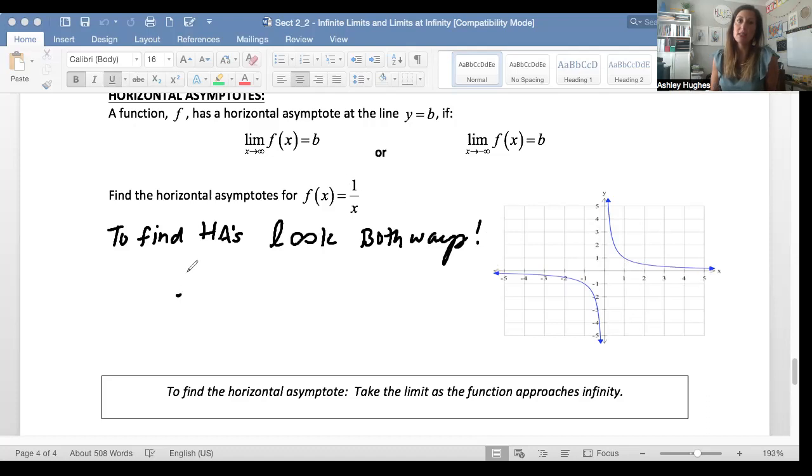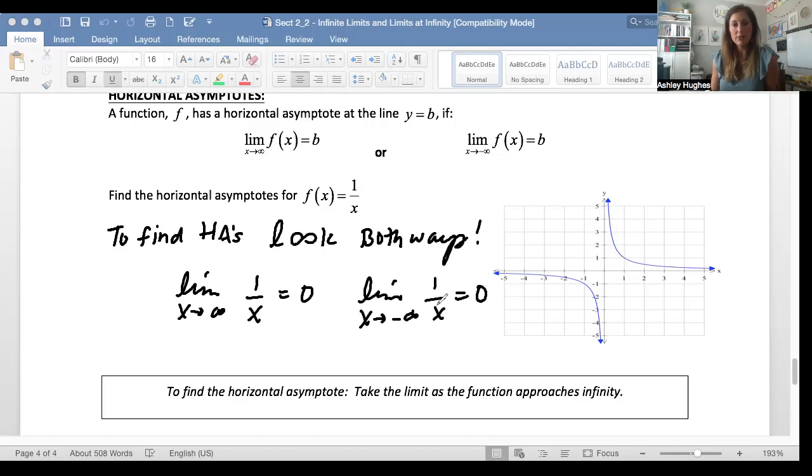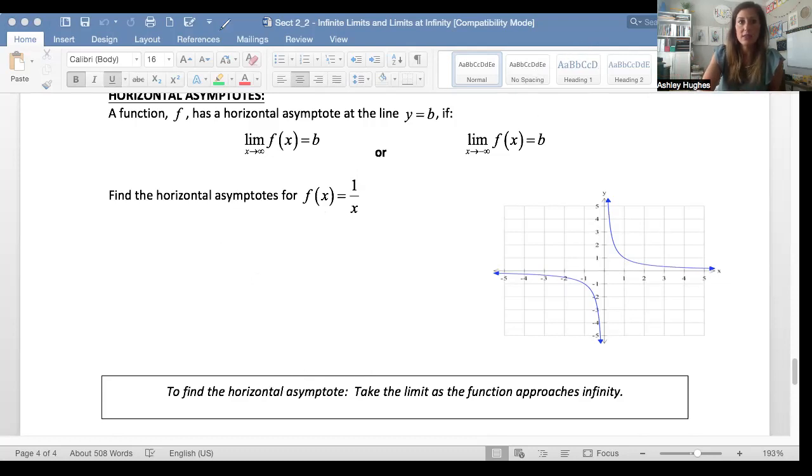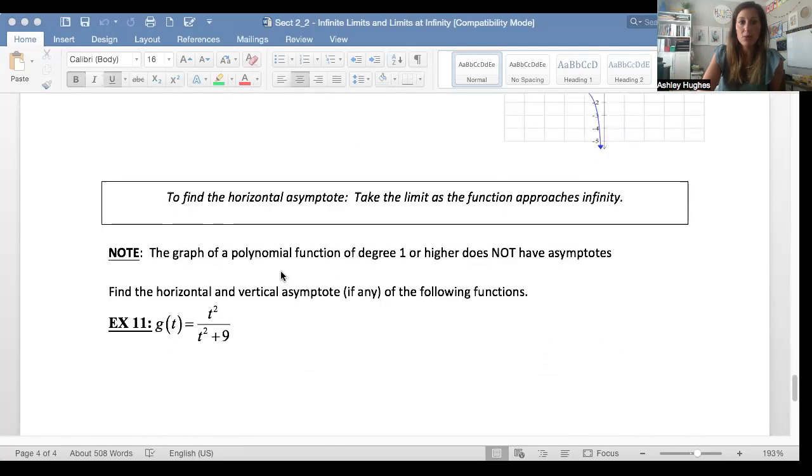So again, if I'm taking the limit as x goes to infinity of 1 over x, that's small over big. So my answer is 0. And if I take the limit as x goes to negative infinity, it is still small over big, which is 0. So you just have the horizontal asymptote of y equals whatever answer you got. So to find HAs, you look all the way at infinity and all the way at negative infinity. To find HAs, look both ways.